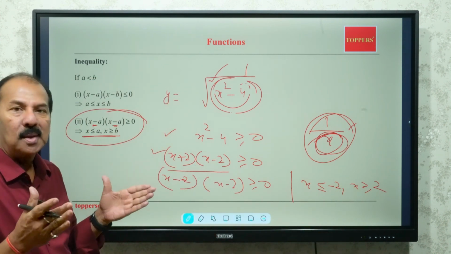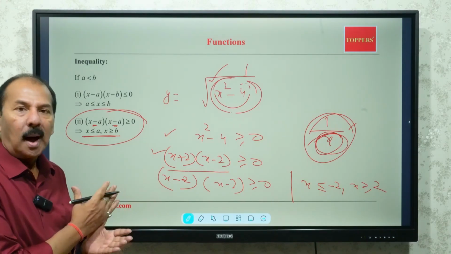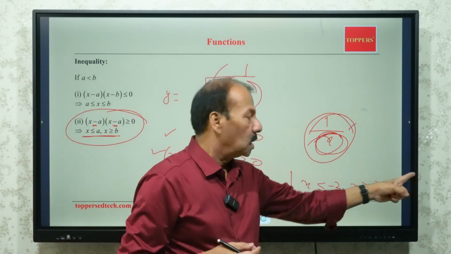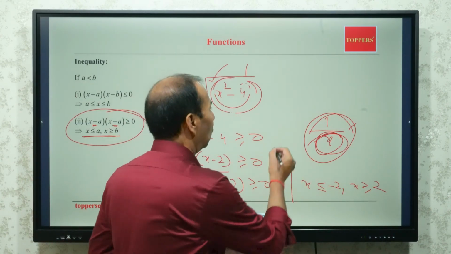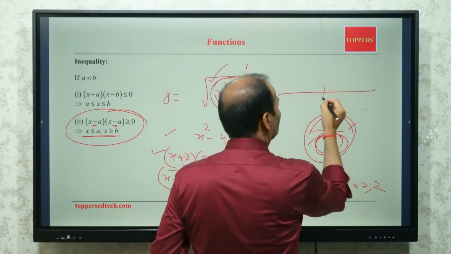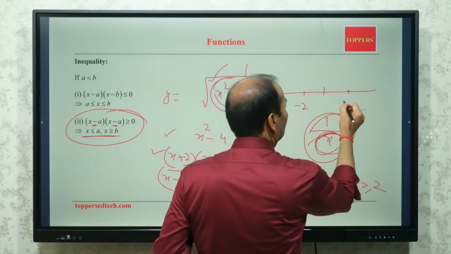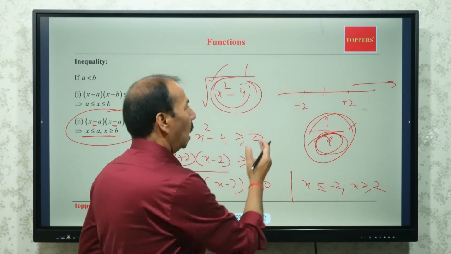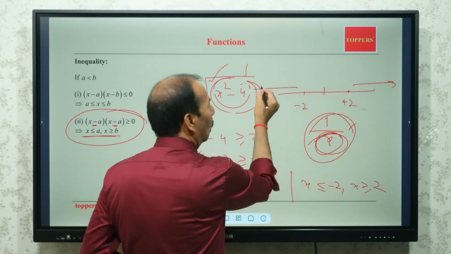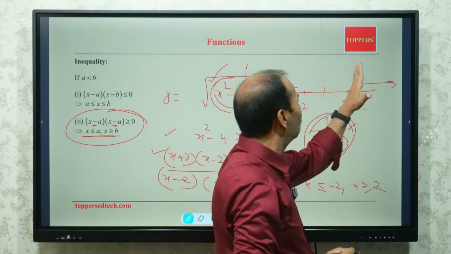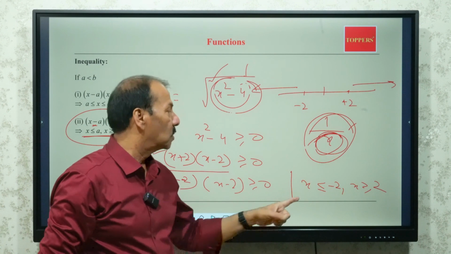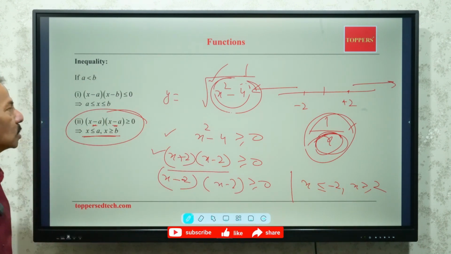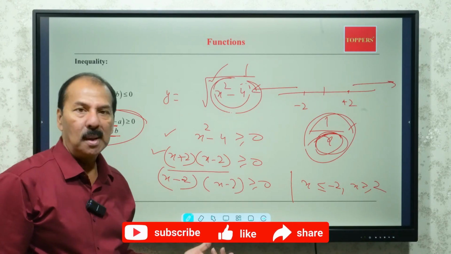It means x does not lie between minus 2 and plus 2. Otherwise, the domain is all real numbers. On the number line, this is minus 2 here and this is plus 2 here. All values from 2 to infinity, and all values from minus 2 to minus infinity, are part of the domain. So x is less than or equal to minus 2, or x is greater than or equal to 2. This way we can calculate the domain of the function.